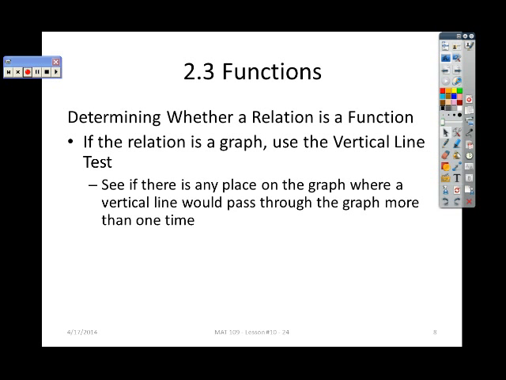Now, you have to be realistic in where you're drawing the line. You can't draw the line out where the function doesn't exist. That doesn't make sense because it's not there at all. So you only draw it where the graph exists. And if it touches more than once, if you can find a place. I mean, most relations, you can find a place where it only touches once, but that's not the point. The point is, can you find any place where it touches more than once?